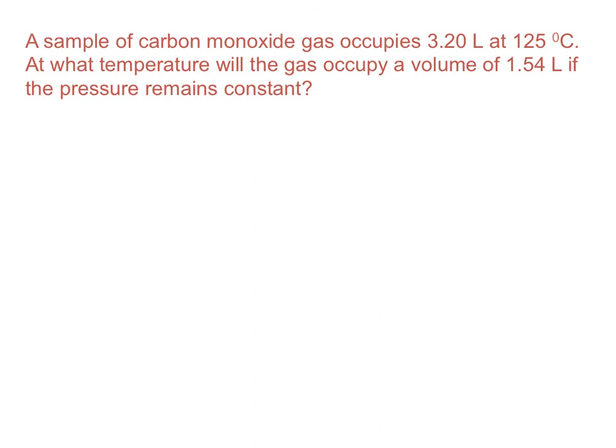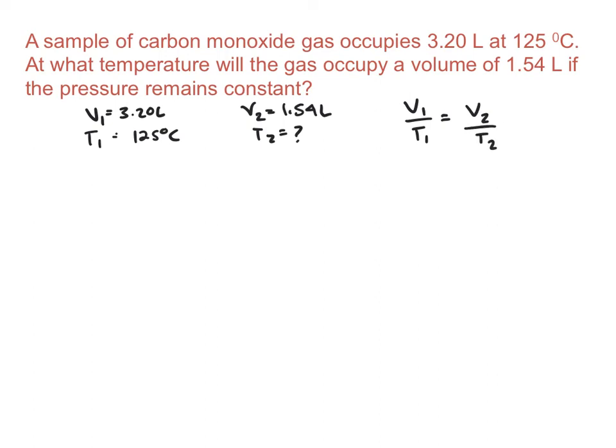This next problem has told us that we have a sample of carbon monoxide that occupies a volume of 3.20 liters at a temperature of 125 degrees C. We want to know the temperature at which the gas will occupy a volume of 1.54 liters. They've told us we're at constant pressure, and since that remains constant, we know that we're going to be using this equation. We want to solve for T2, so we're going to manipulate this.